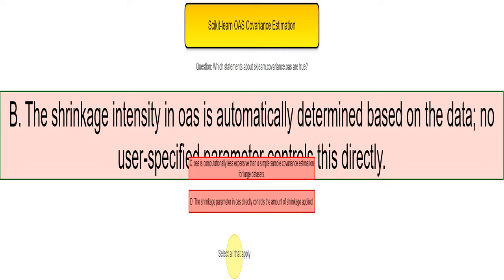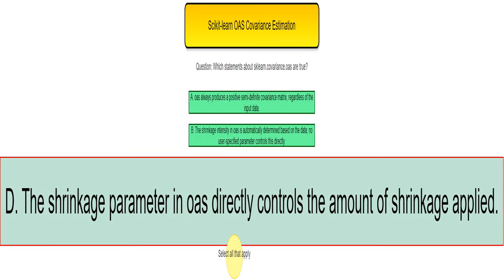Here, we are focusing on how OAS handles shrinkage. Shrinkage is a technique used to improve the estimate of the covariance matrix. OAS cleverly determines the optimal level of shrinkage automatically based on the data. You don't need to set any parameter values for it. The algorithm figures it out itself. Pretty cool, huh? This statement is incorrect.